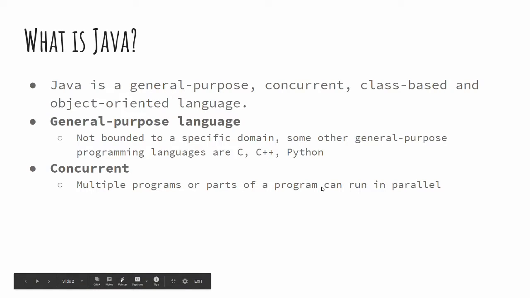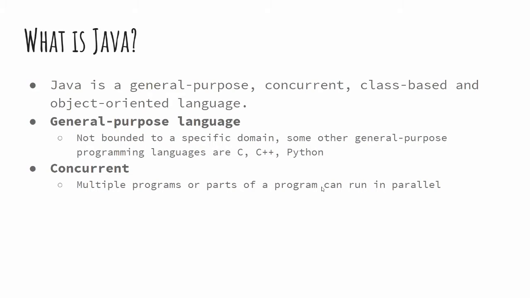So what is Java? Well, to be a little more textbook, Java is a general purpose, concurrent, class-based, and object-oriented language. Yes, that's a lot of technical words in one sentence. So let's break it down a little bit.